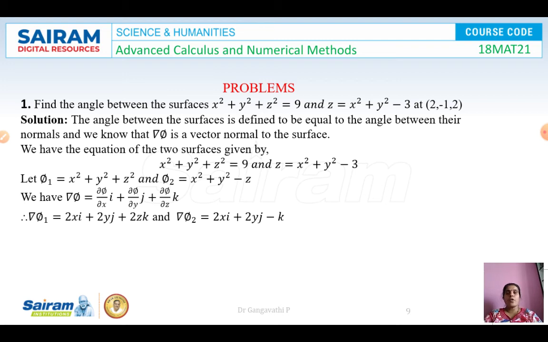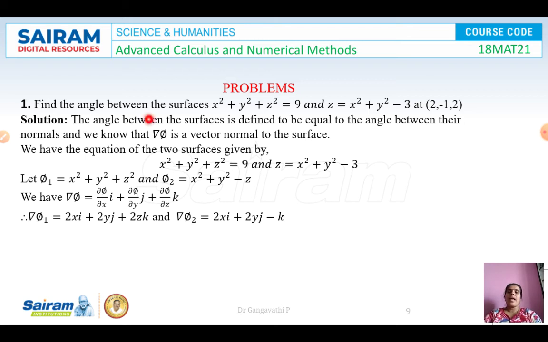As I've already told you, if you operate grad on a scalar, the grad of a scalar function results in a vector. So operate grad on this function. Operate grad on this function, so that both the scalar functions get converted to a vector. And later we can find the angle between those two vectors. So that is the procedure we are going to use.